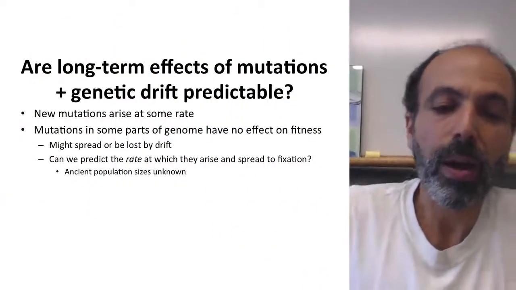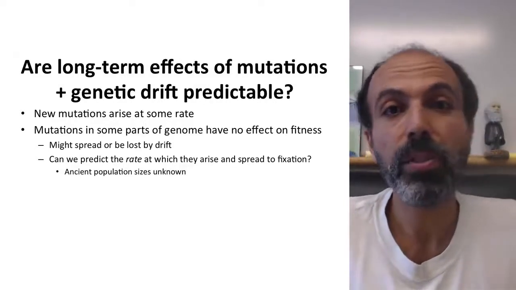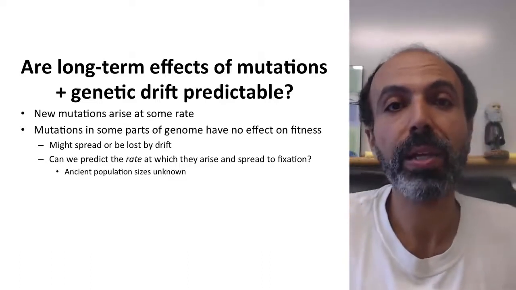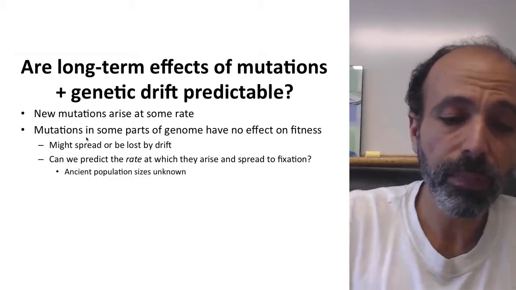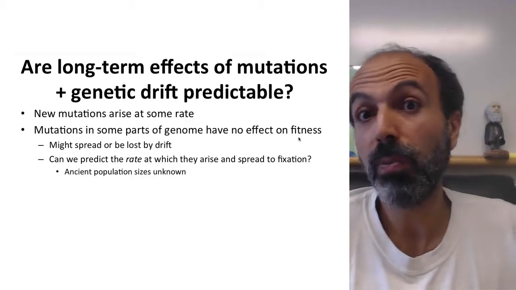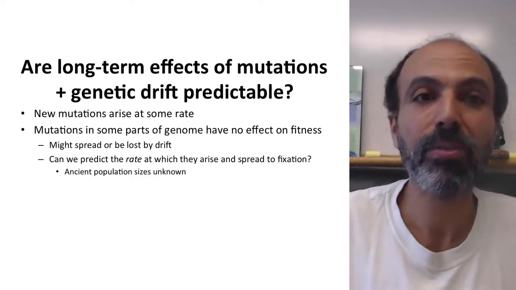What we're going to do now is look at the effects of genetic drift on the rate of neutral molecular evolution. And this is something that's fundamentally important and will tie in with our next set of videos on molecular evolution. Now again, are the long-term effects of mutations and genetic drift predictable? Well, we've already talked about mutations arising at some predictable rate at which new mutations can occur. Now, some parts of the genome will get mutations that have no effect on fitness. Or some mutations may arise in a part of the genome that can have an effect on fitness, but the mutation itself doesn't affect fitness.